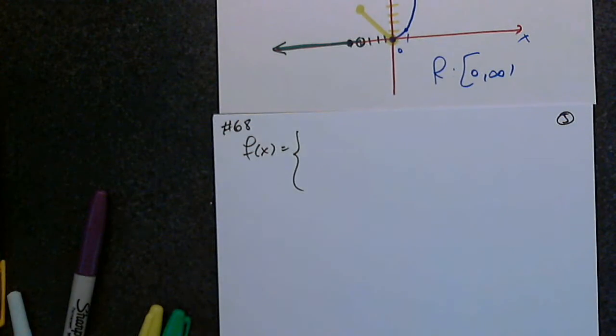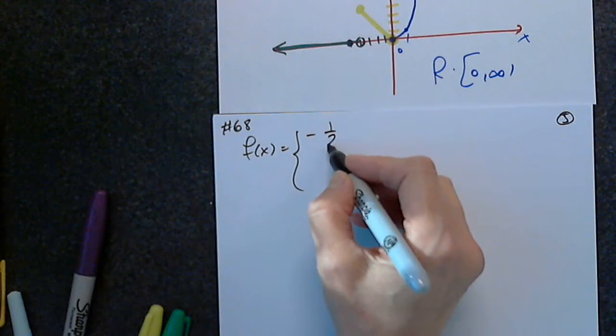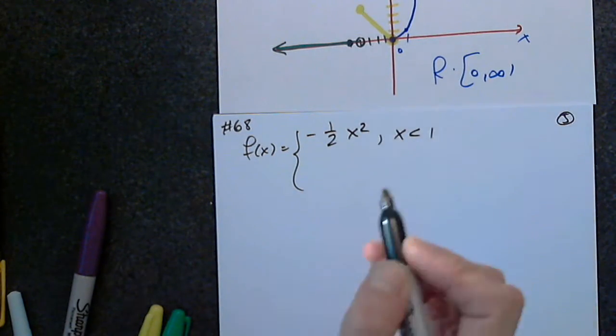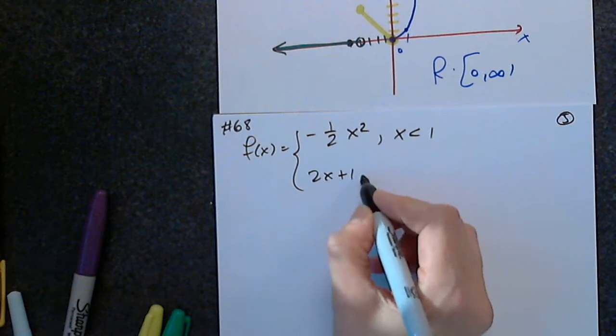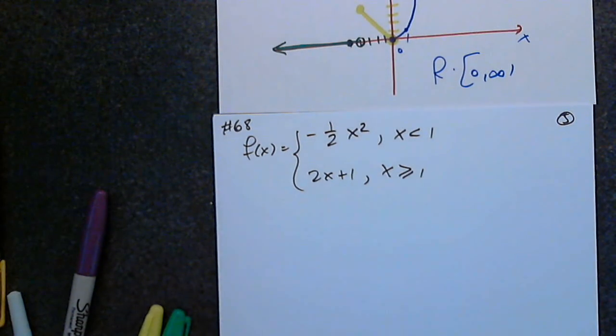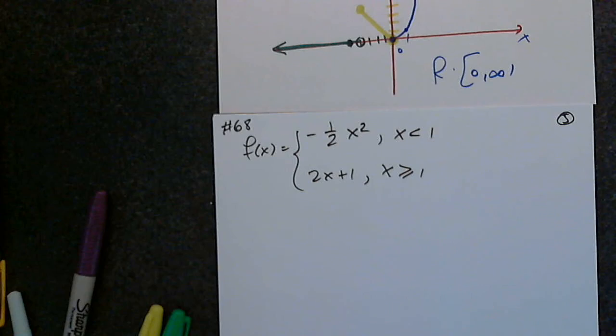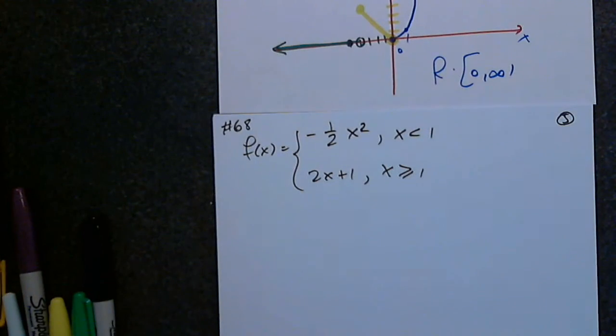68 has -1/2 x squared for x less than 1, and 2x plus 1 for x greater than or equal to 1. I was going to show you one that does not have domain all real numbers, as I promised, but that's fine too.